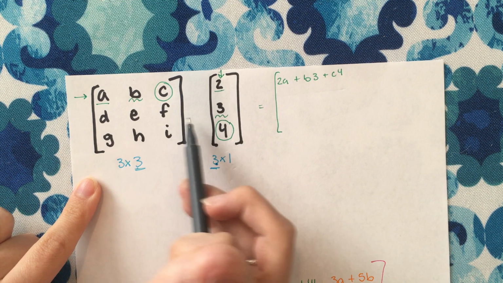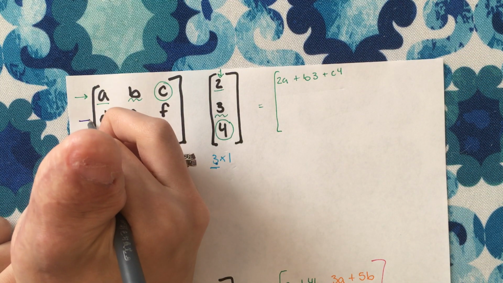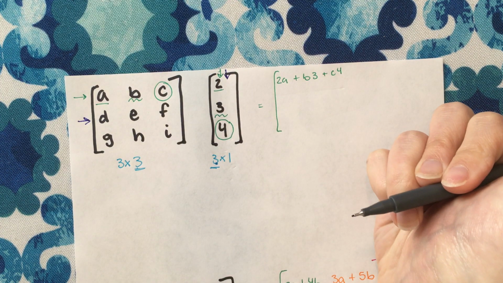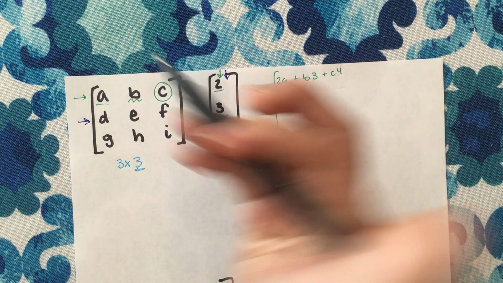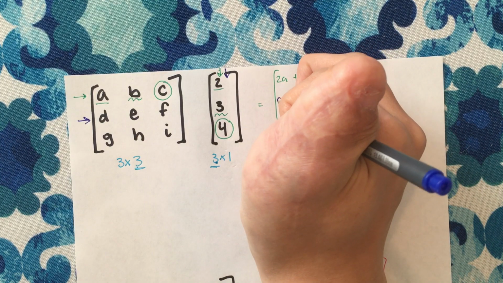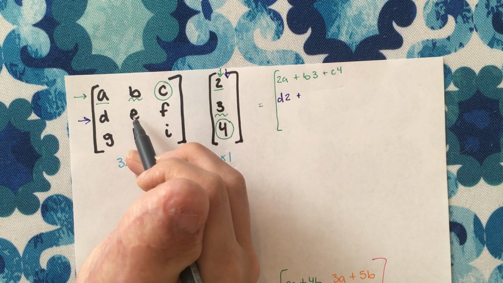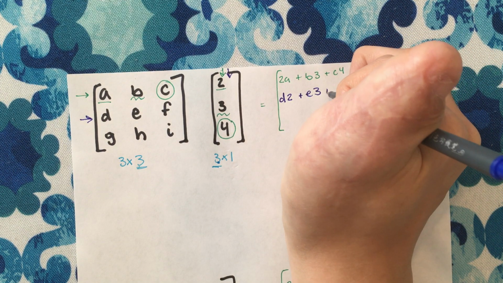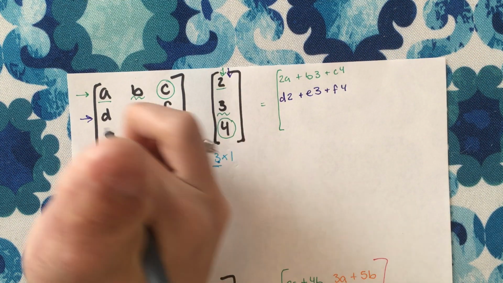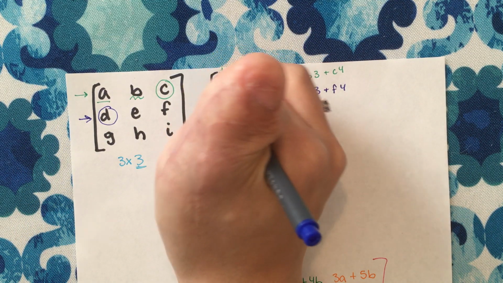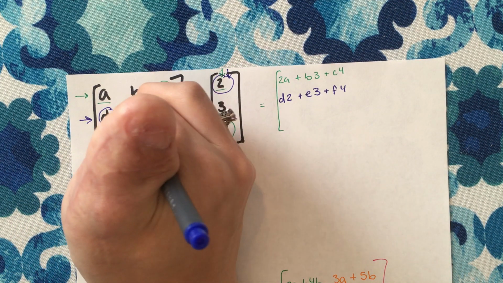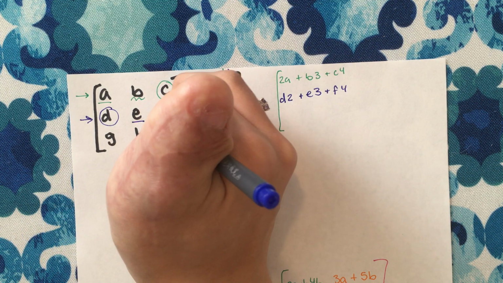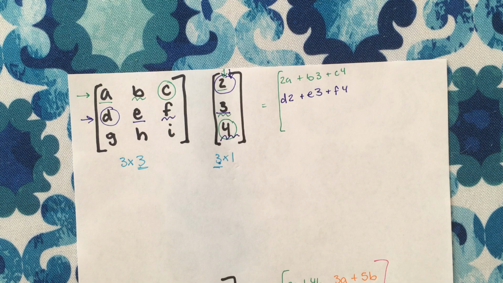Next, we're going to do the second row by this same column. So I'm going to go here and here. Those really should be on top of each other, but then you won't be able to see them. Okay, so we're going to do D times 2, E times 3, F times 4. So again, I'm going to circle these two. Those get multiplied. This one and this one gets multiplied. This one and this one gets multiplied.